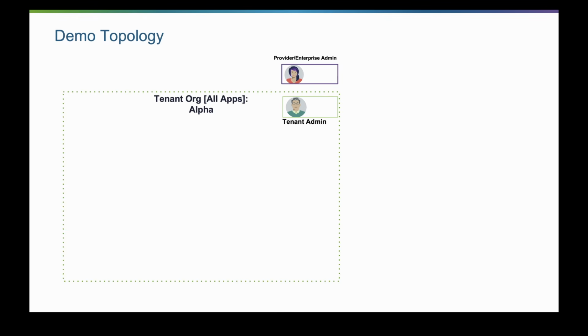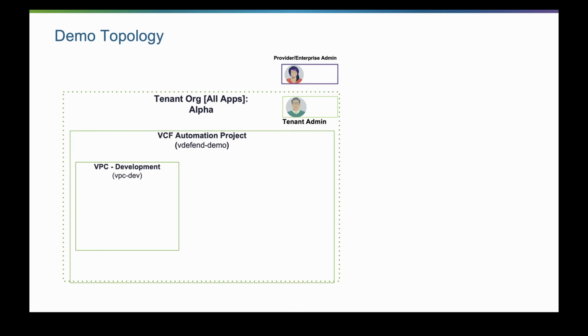Now let's look into the demo topology. In our setup, the provider admin has created a tenant org called Alpha. This is an all apps organization. The tenant admin logs into its organization and creates a VCF Automation project called vDefend demo. Inside of this project, there's a VPC for development called vpc-dev with a namespace for web as well as a namespace for database. Each of these namespaces has separate VPC subnets where the VM for web as well as the VM for database will be hosted.